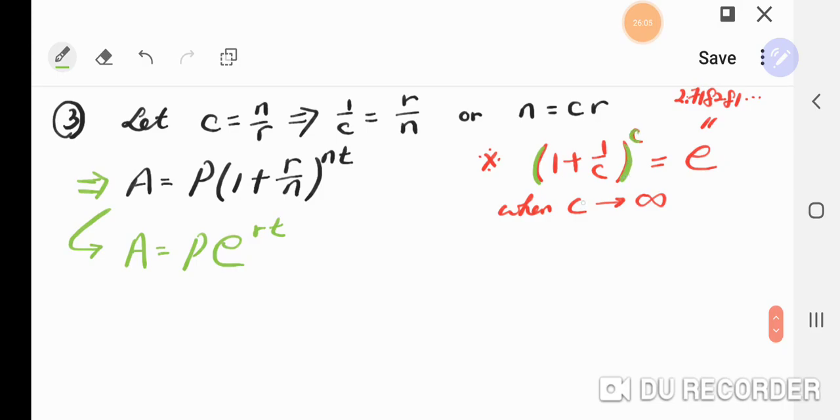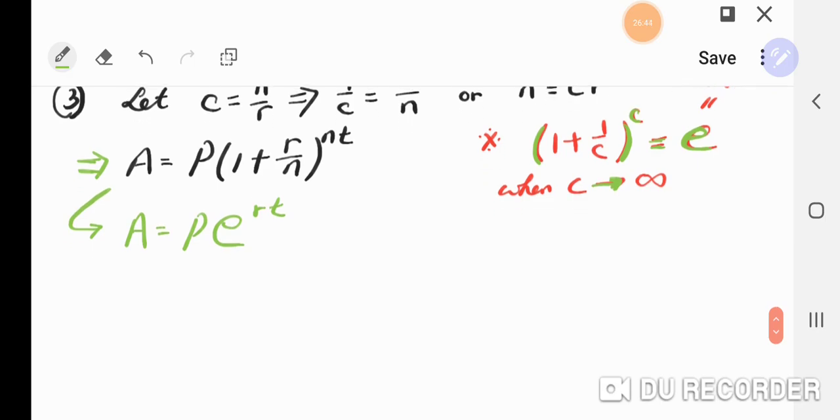And then if c approaches infinity, the result will get close to this number, 2.718281 and so on. So we call this E. E is not a variable. Actually, E is a number, 2.71. So whenever this c value approaches infinity, gets really large, then this total value will be close to the value E.